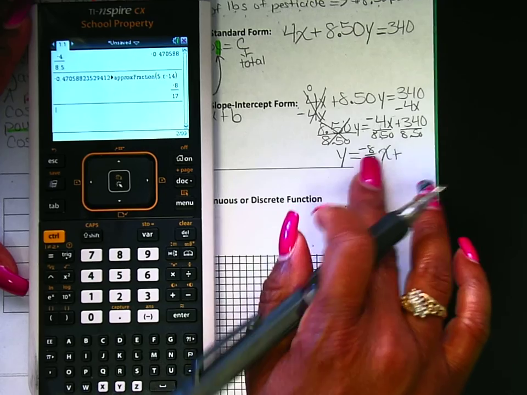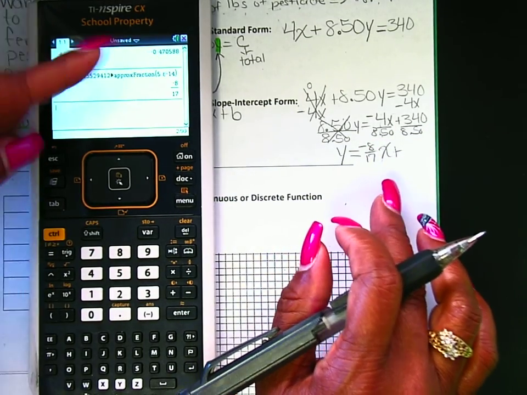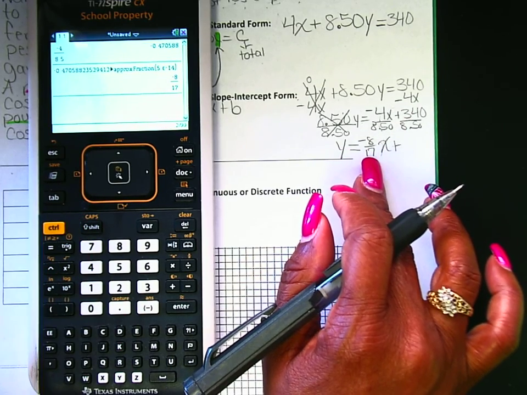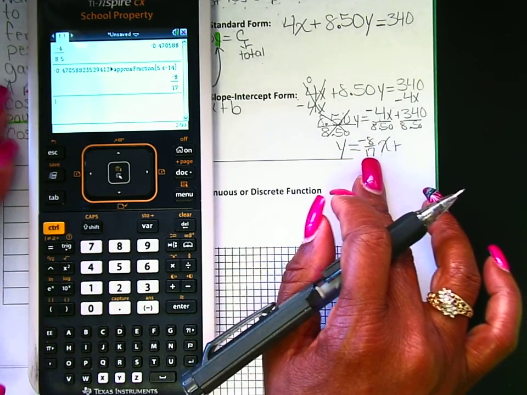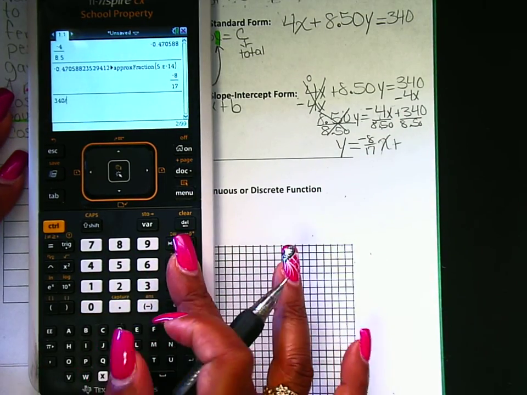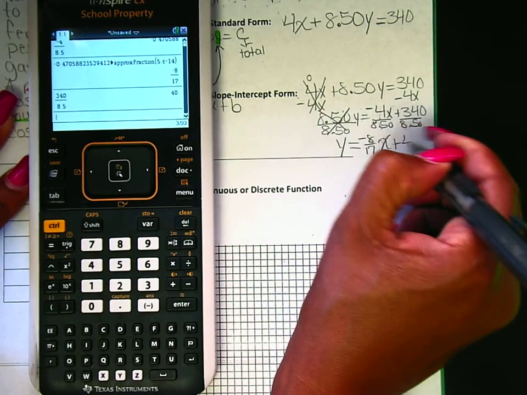So now, instead of putting the decimal, I could have put the decimal there, rounded. However, I'm just going to leave it as a fraction since you're used to seeing the slope as a fraction, in some cases. So here we go. For the 340 divided by $8.50 equals 40, plus 40.